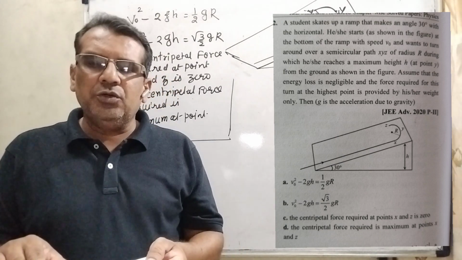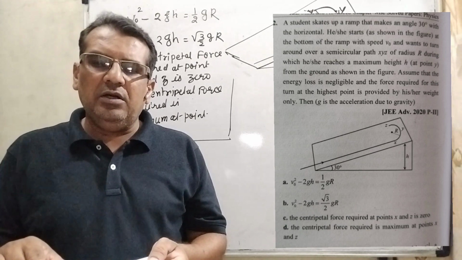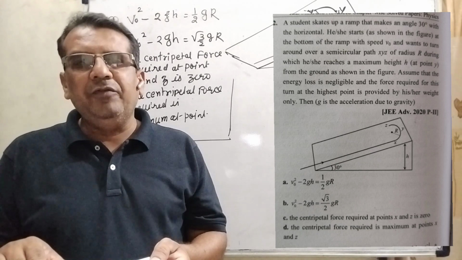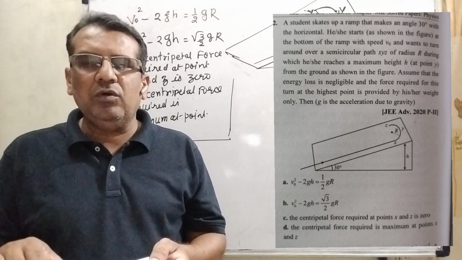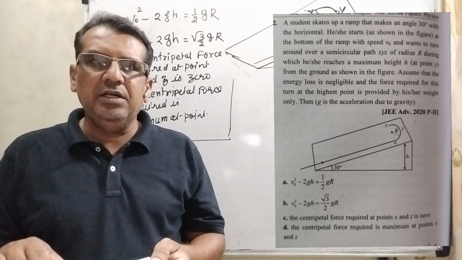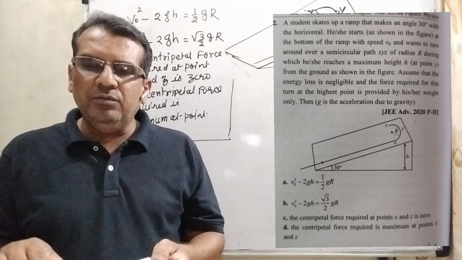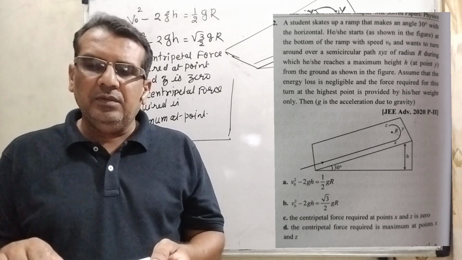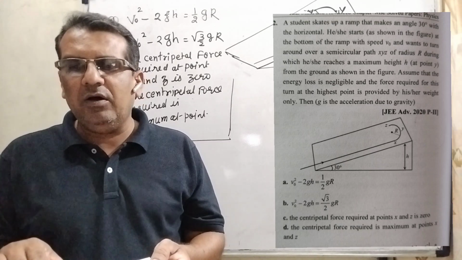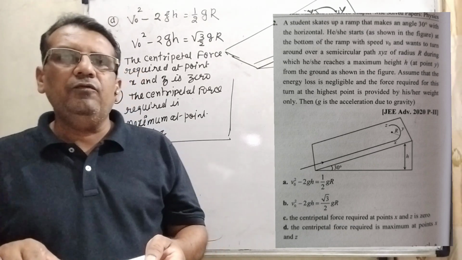Here, what does the question say? A student skates up a ramp that makes an angle of 30 degrees with the horizontal. He or she starts, as shown in the figure, at the bottom of the ramp with speed v0 and wants to turn around over a semicircular path XYZ of radius capital R, during which he or she reaches a maximum height h at point Y from the ground, as shown in the figure. Assume that the energy loss is negligible and the force required for this turn at the highest point is provided by his or her weight only. Then here g is the acceleration due to gravity, and four options are given.